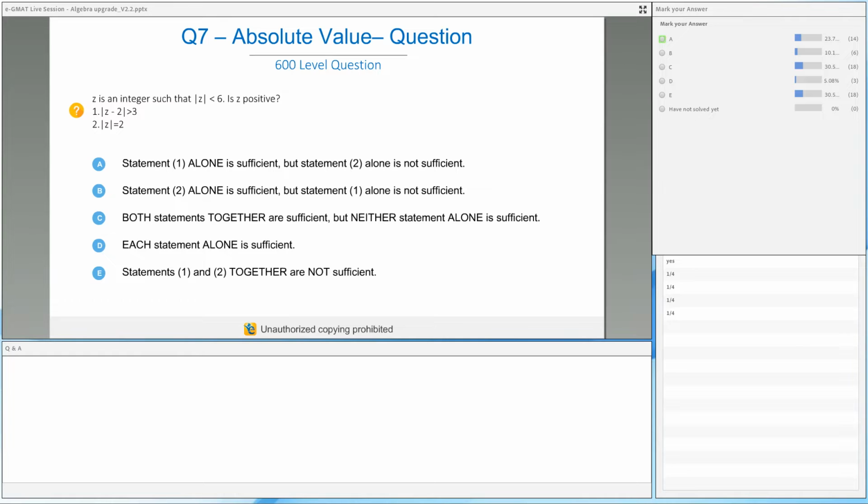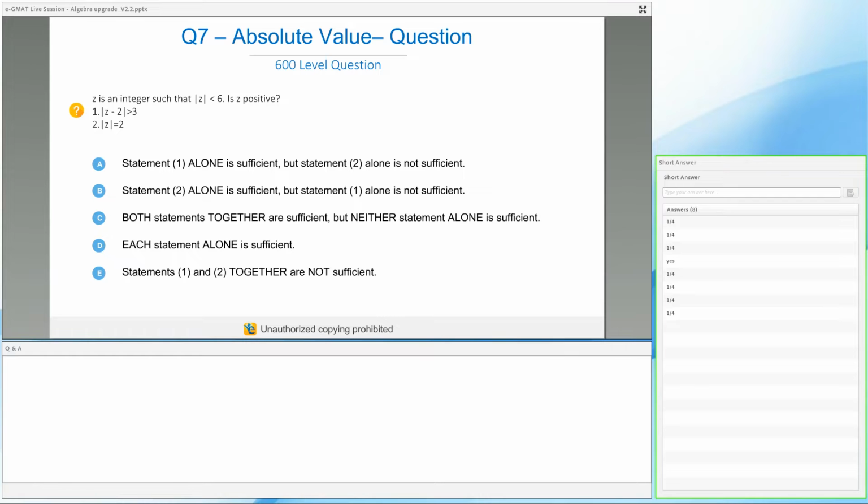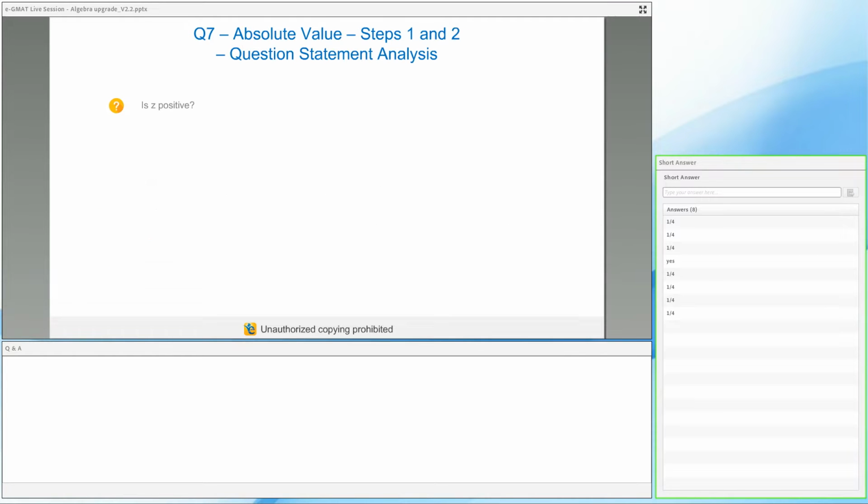Once again, I have a fairly mixed response. About 30% of you think the answer could be either C or E. 23% of you think the answer is A, which I think is the correct answer if I remember properly. So let me discuss it, and I'm going to ask you a few questions along the way to understand where you faltered. So I'm asked, is Z positive?